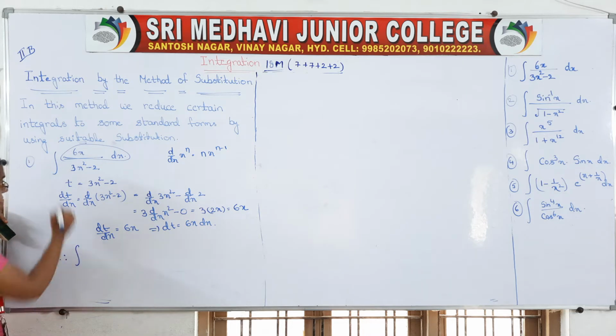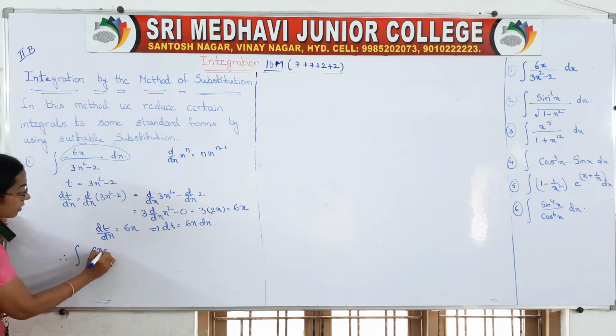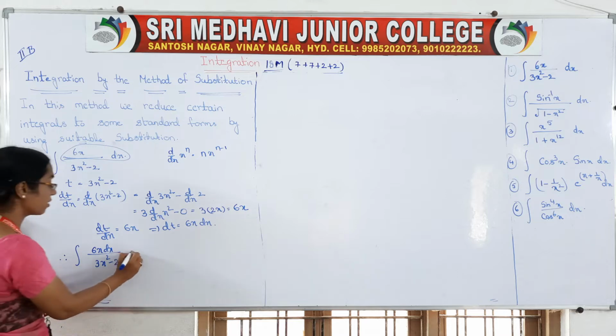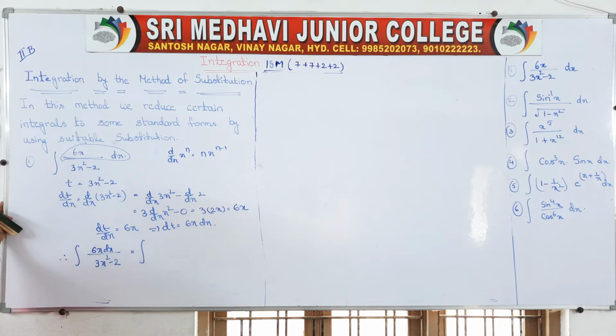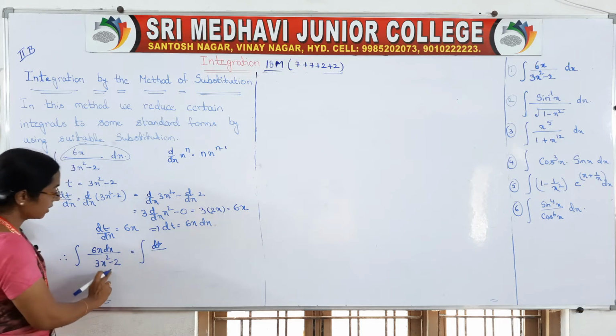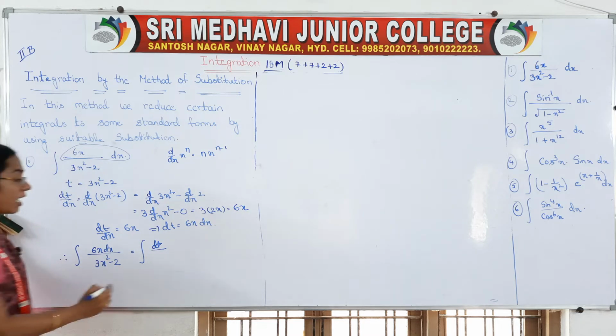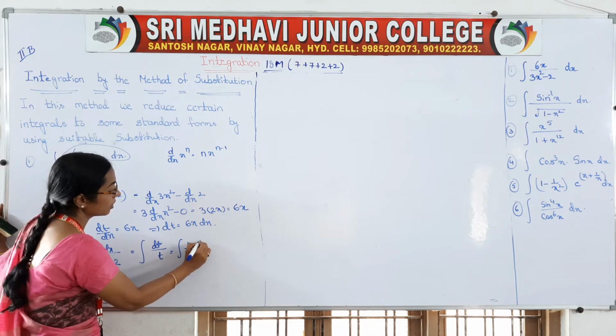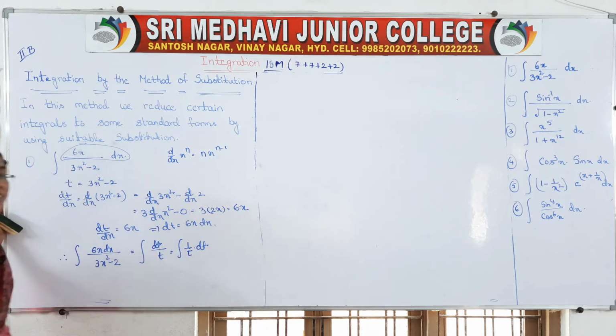So therefore you take your problem, the integral of 6x dx by 3x square minus 2. What is your 6x dx? It is dt. By what value? We have taken that as t. So we can write this as integral of 1 by t into dt. See how nicely it comes into our standard form.